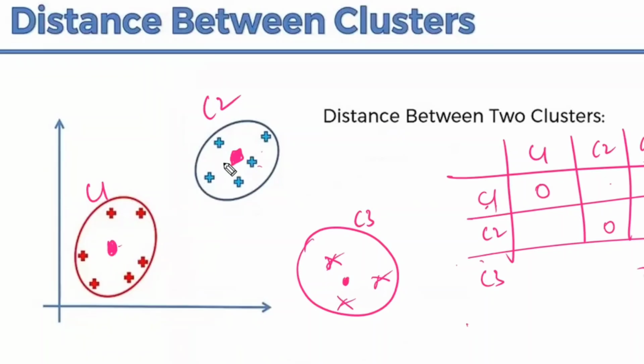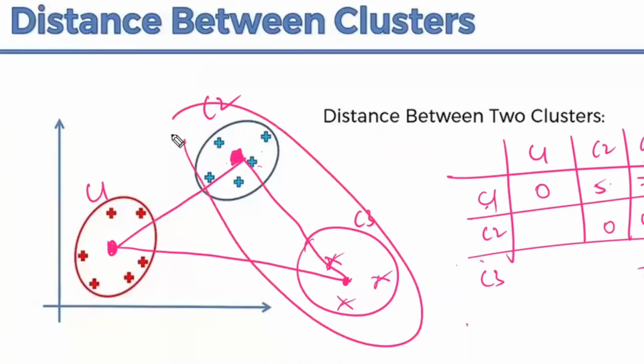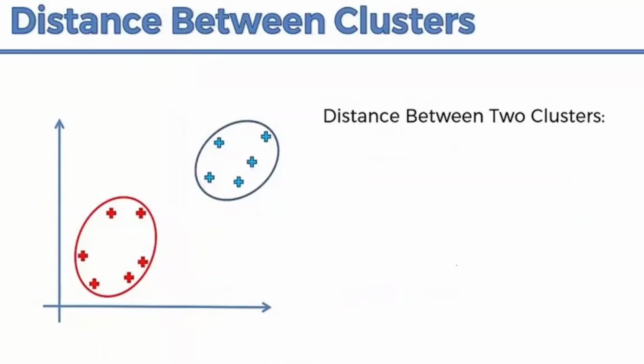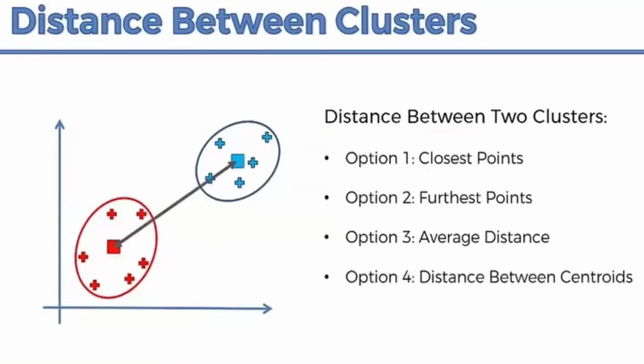First I calculate the distance between C1 versus C2. The distance I got is some 5. Then C1 versus C3, the distance is 7. Between these other two, I get the distance as 4. Since 4 is the closest of these three, I'm going to combine these two. Is that clear? Like that, you combine the two closest clusters into one cluster.